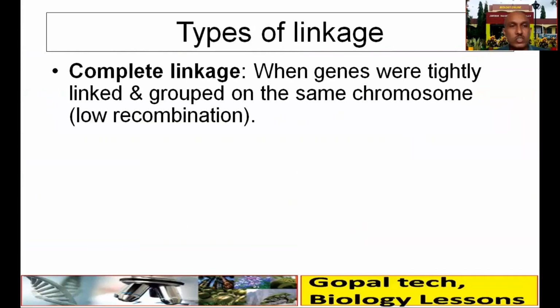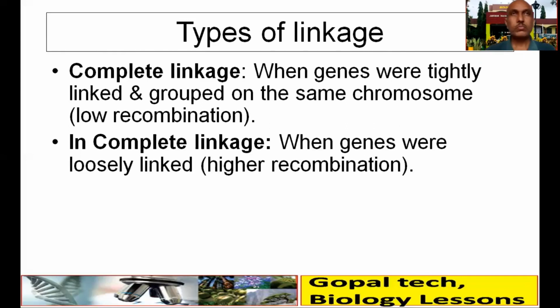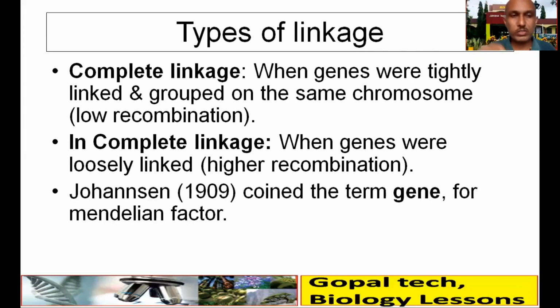Now types of linkage. Complete linkage, when genes were very tightly linked and grouped on the same chromosome. तो जो नया रिकॉम्बिनेशन है वो बहुत ही कम मिलता है, low recombination. ऐसे लिंकेज को हम बोलेंगे complete linkage. Incomplete linkage, when the genes were loosely linked, थोड़ा थोड़ा दूर है, तो रिकॉम्बिनेशन 0 से बढ़ने लगता है, 1%, 2%, 3%. So that is higher recombination.